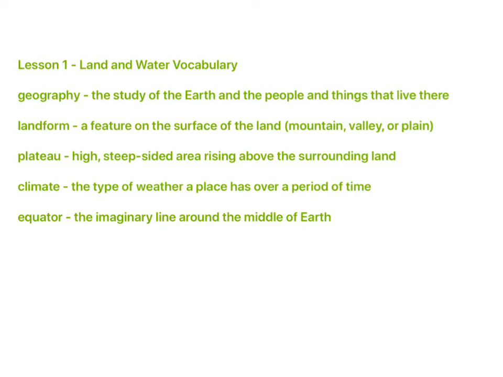The second word is landform, and a landform is just a feature on the surface of the land. I gave some examples here in parentheses. It could be a mountain, it could be a valley, it could be a plain, and you're going to see some maps during this lesson and in our future lessons, and you're going to be able to see some of the landforms that North Carolina has. And you probably talked about that a little bit last year in 4th grade too for social studies.